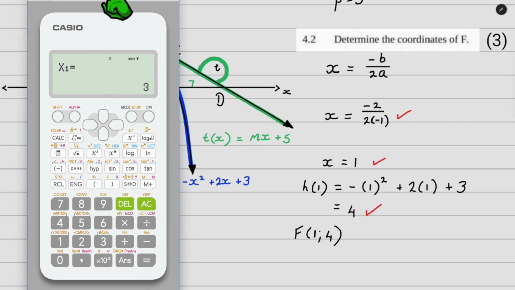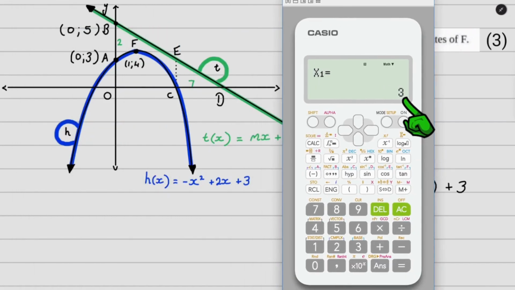So you press equals, then you press equals again. Now there's your first x-intercept. So that 3 is c over here. If I press equals again, I get my other x-intercept. So that's this x-intercept over here. If I press equals again, it gives me the x value of my maximum, which is the x value of my turning point. And if I press equals again, it gives me the y value of my turning point. Brilliant little calculator trick.